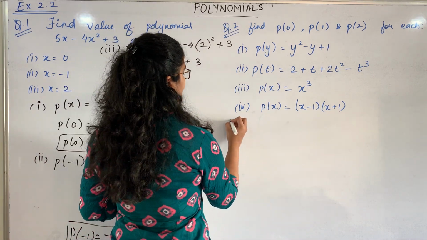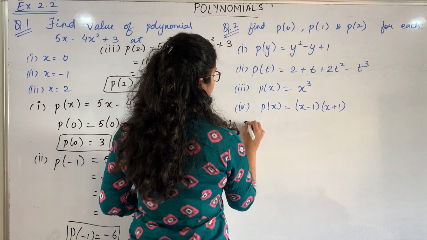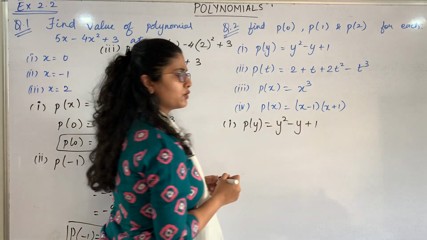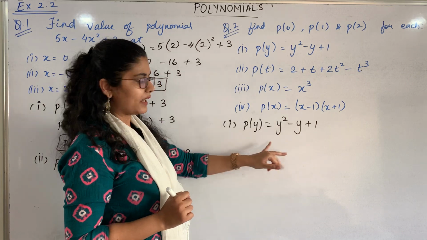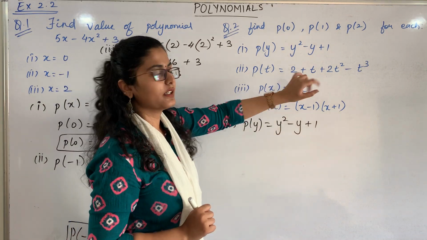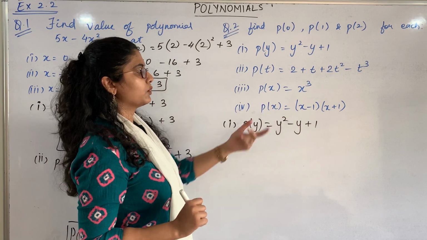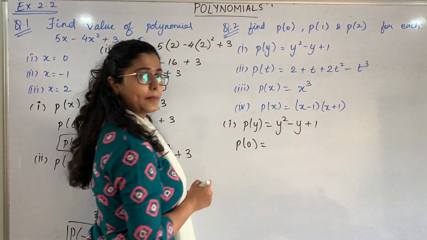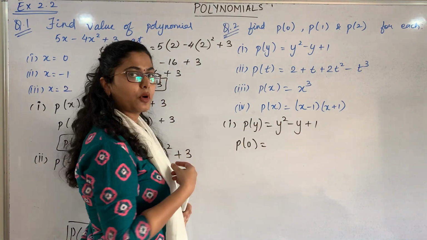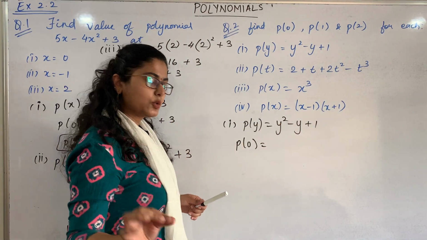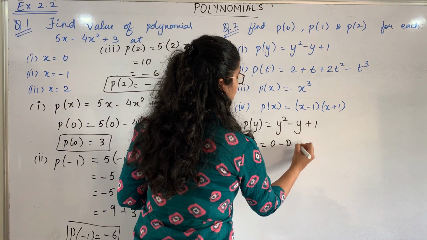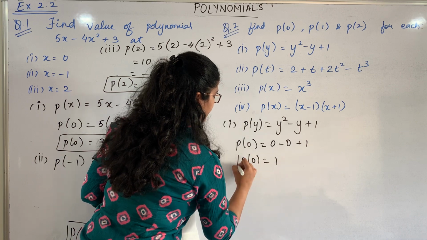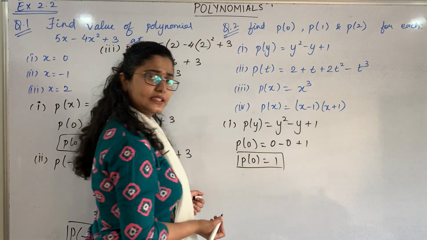तो देखो 1, P of y is given as y square minus y plus 1. As you can see the variable is in terms of y. तो यहाँ पे y आ गया. यहाँ पे वेरिएबल t के टर्म्स में है तो t के टर्म्स में और बाकी दोनों तो x के टर्म्स में. So let's first find out for P of 0. P of 0 का मतलब क्या है? We have to find the value of this polynomial at y is equal to 0. So 0 minus 0 plus 1. So 0 तो चला गया. तो P of 0 की वैल्यू क्या आ गई? 1. Is this clear? Very simple.